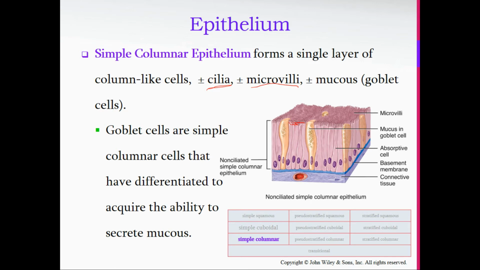And a lot of times the simple columnar epithelium will contain mucus-producing cells, which are called goblet cells. Those produce mucus, and the mucus then will spread out on the surface and provide a physical barrier against infection, will keep the tissue from drying out, and so on and so forth. Goblet cells are simple columnar cells that have differentiated to acquire the ability to secrete mucus, which is what I just said.